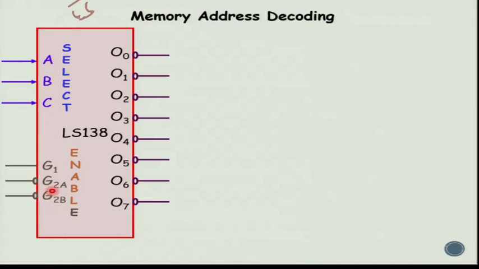There are also going to be 3 enable signals. This is used for enabling the function of LS138. There is going to be G1, which is going to be a high active signal, G2A bar, which is going to be a low active signal, and G2B bar, which is again going to be a low active signal. So if LS138 should function, G1 should be high, G2A bar and G2B bar must be low. Only then LS138 is going to function.